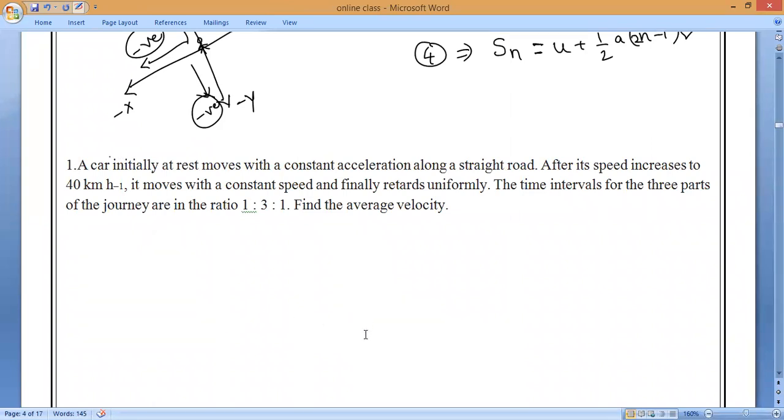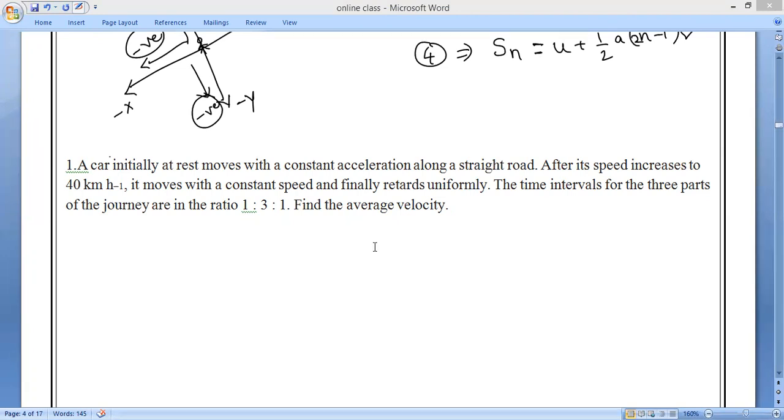A car initially at rest moves with a constant acceleration along a street. First thing, Harish, the body is moving under what? Uniform acceleration, constant acceleration. Yes or no? After its speed increases to 40 kilometers per hour, it moves with a constant speed and finally retards uniformly. The time intervals for the three parts of the journey are in the ratio 1:3:1. Find the average velocity.